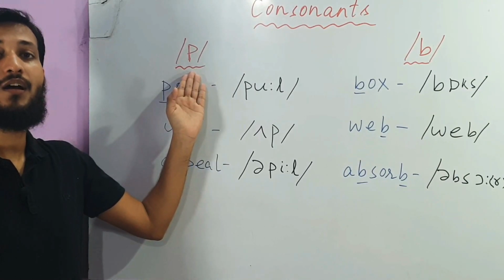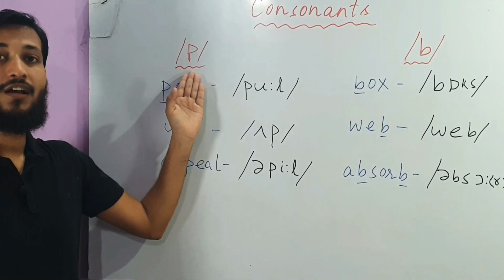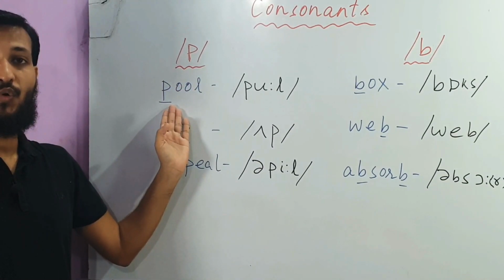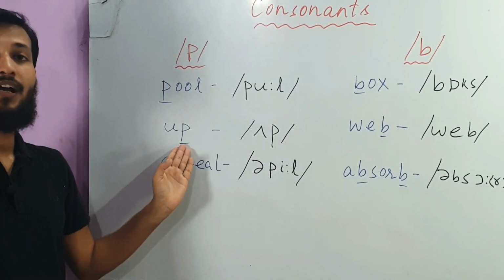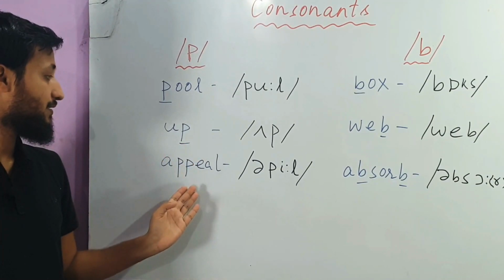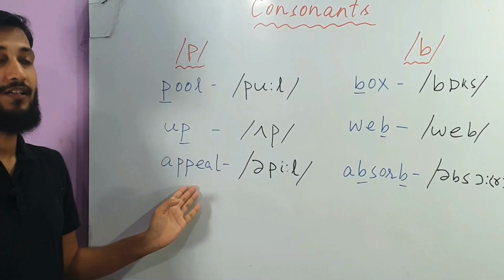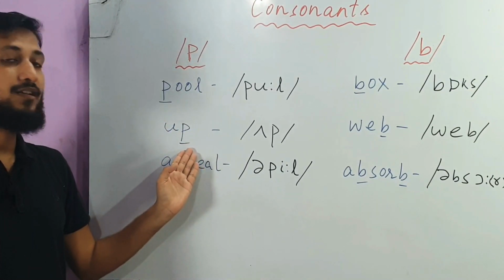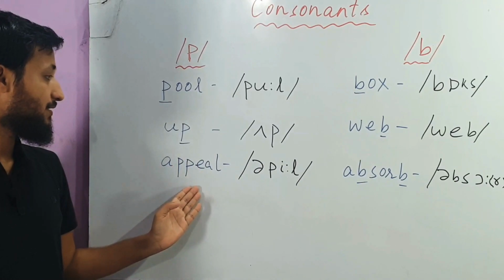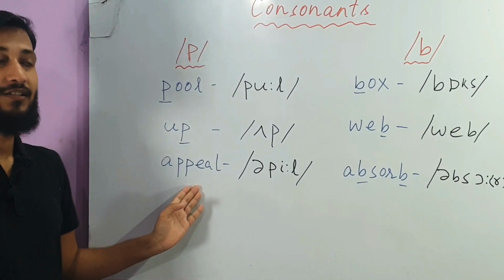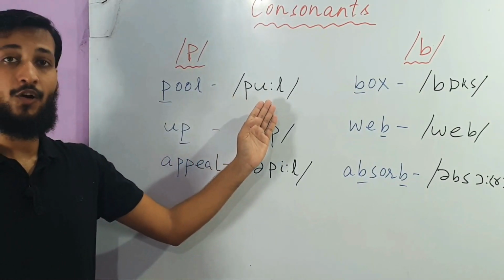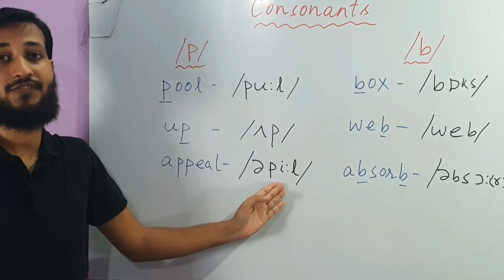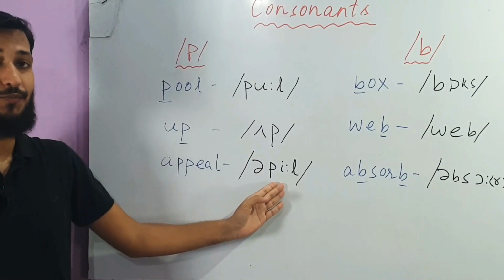This sound is p, as in pool, up, appeal. Pool, up, appeal. I hope you already know these symbols. These are the phonetic symbols, as I've already told you.